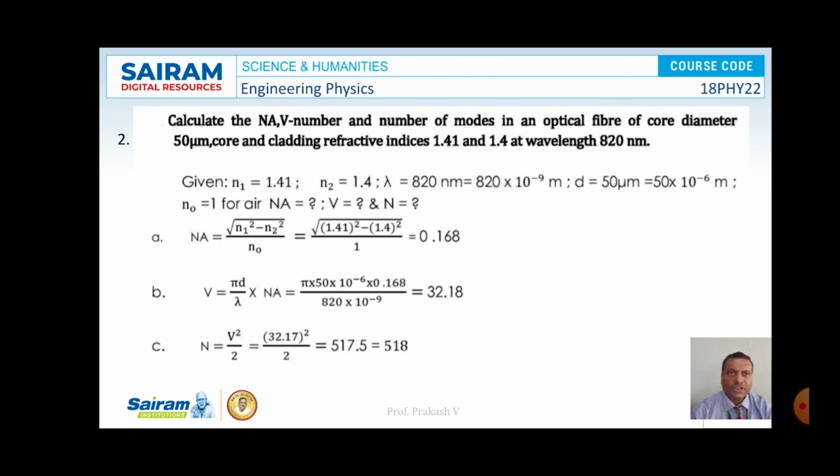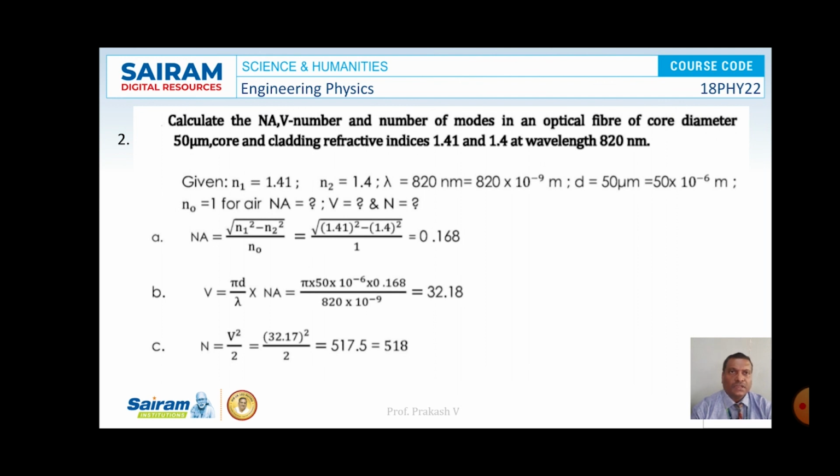So we know that numerical aperture is equal to square root of n1 square minus n2 square by n0. Substitute the values of n1 and n2 here. It is nothing but square root of 1.41 whole square minus 1.4 whole square divided by 1. So on simplification, the value of numerical aperture is 0.168, and the value of V is nothing but pi d by lambda into numerical aperture. So d is given as 50 micrometer and lambda is 820 nanometer. Substituting all those values here, we can calculate the value of V as 32.18.